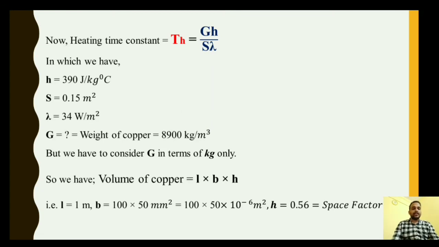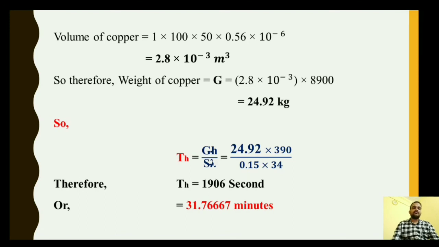I have told you the space factor is nothing but the height of the machine. Putting all these quantities in the volume of copper formula, we will get 2.8 into 10 raised to power minus 3 meter cube. Therefore the overall weight of copper can be calculated, and the meter cube and per meter cube quantities get cancelled out, so we get the answer in kg only. The weight of copper is 24.92 kg.